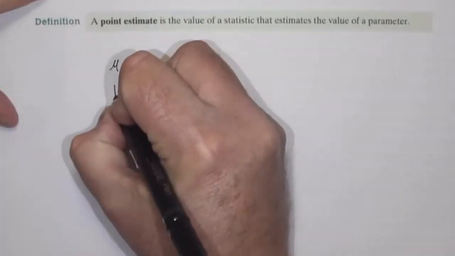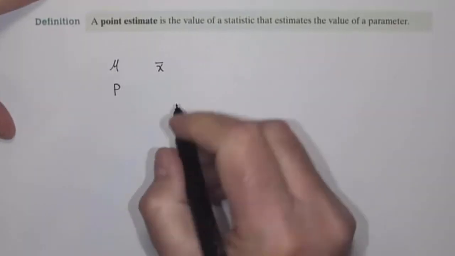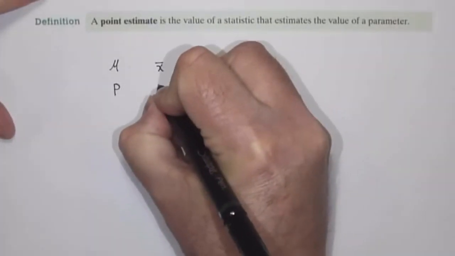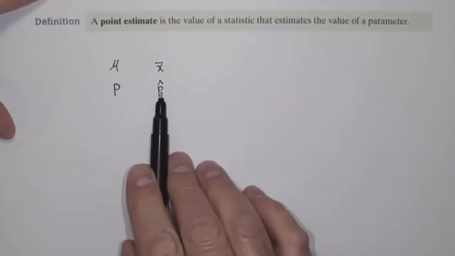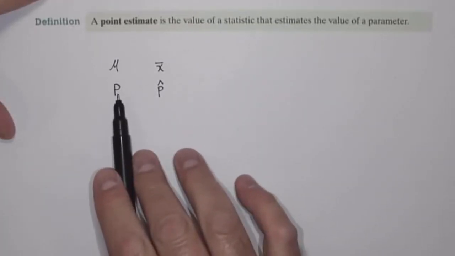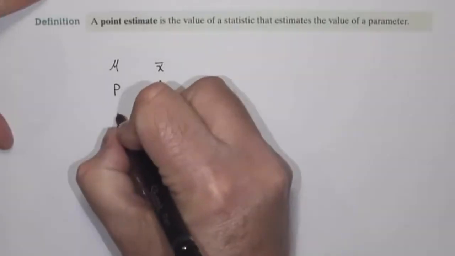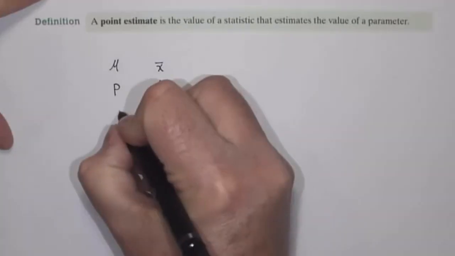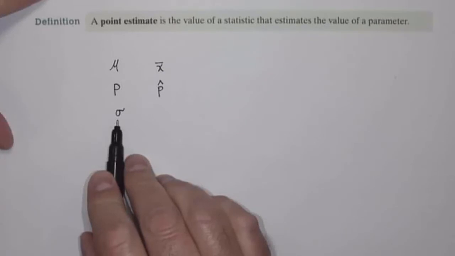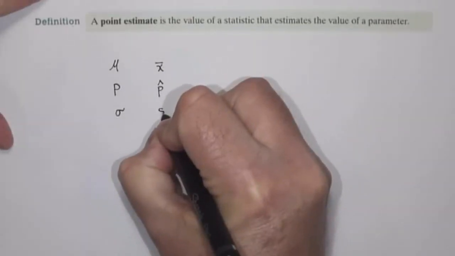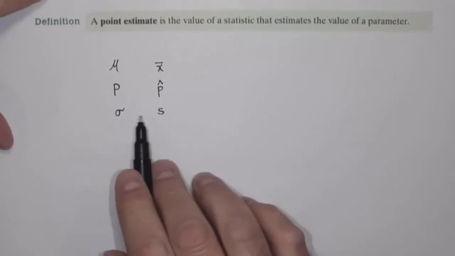Likewise, if we're going to estimate a population proportion P, then we would do that with a sample proportion P hat. So this is the statistic that we would use as the point estimate for this parameter. And these are the two that we're going to do in this course, but we could do this for any parameter. So for example, if we wanted to estimate a population standard deviation, then we would use the sample standard deviation as the point estimate, and so on.